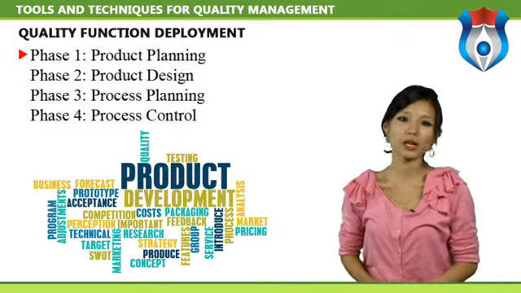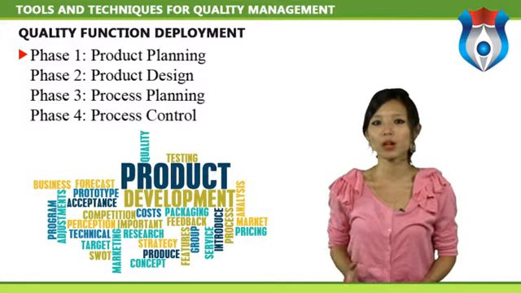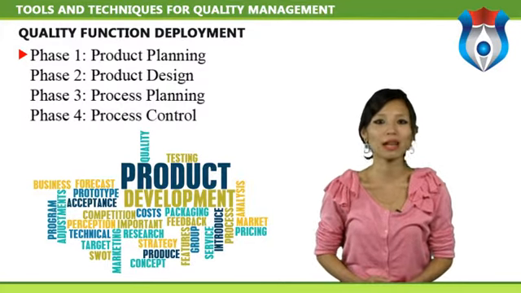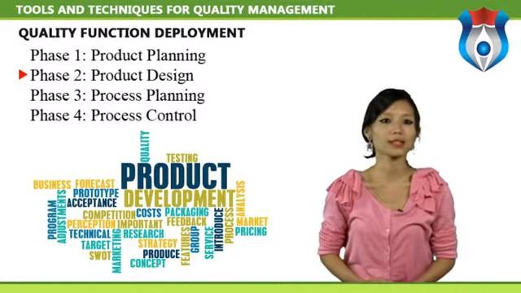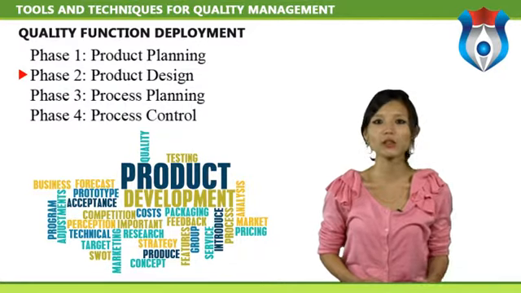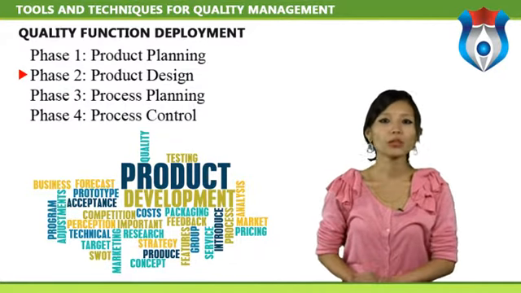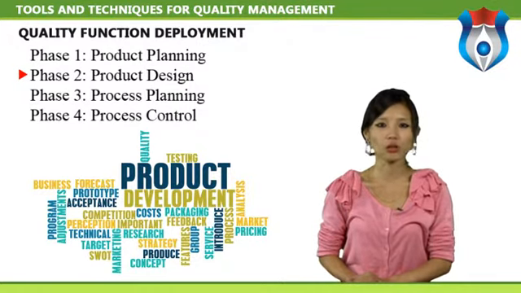Phase 1, product planning. Building the house of quality led by the marketing department. Phase 1 or product planning is also called the house of quality. Phase 2, product design. This phase 2 is led by the engineering department. Product design requires creativity and innovative team ideas. Product concepts are created during this phase and part specifications are documented.